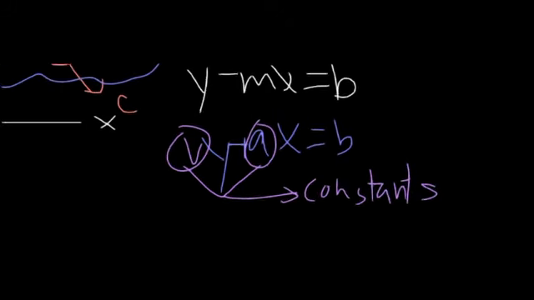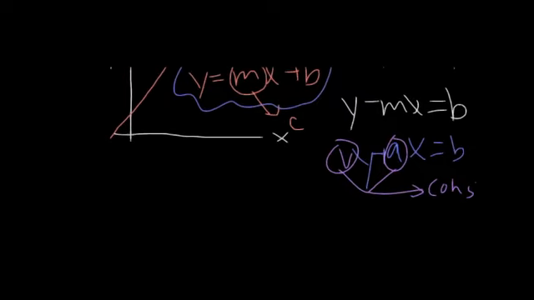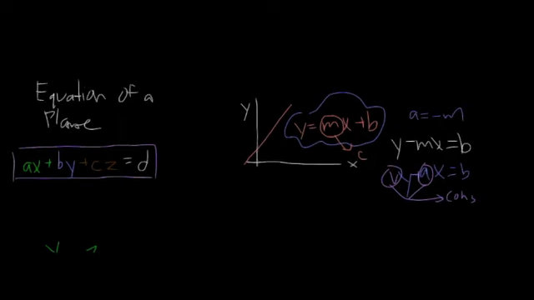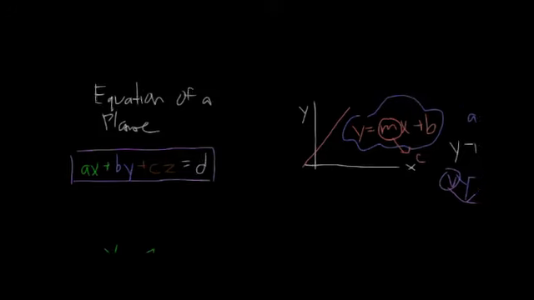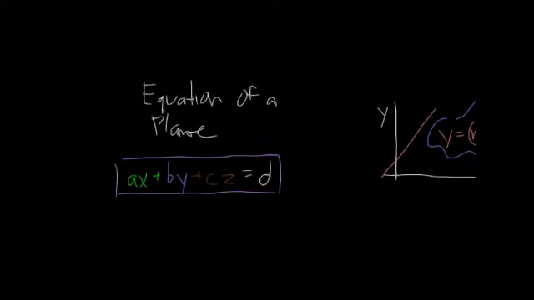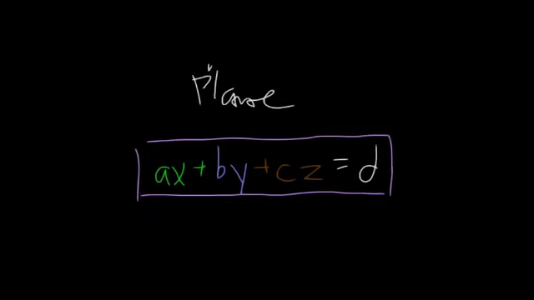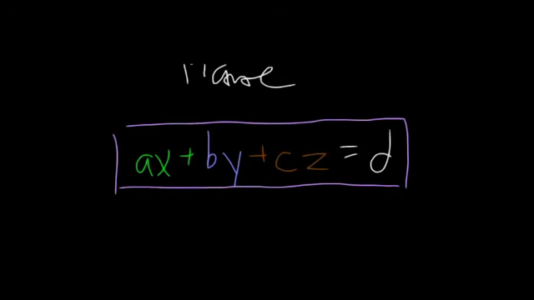So do you see a pattern? It's not really a pattern, it's more of a similarity. We have a constant, a variable, another constant, another variable, another constant, another variable, and on the other side of the equation we have one constant. So that's the basic idea of it.